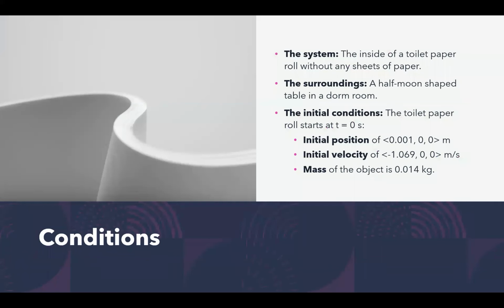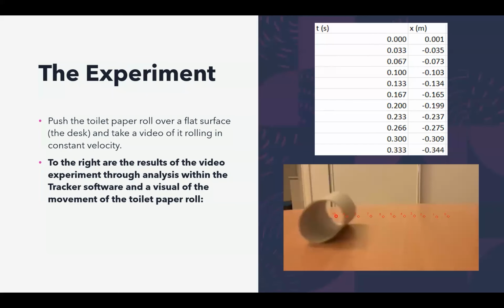Before beginning the experiment, it is important to note the initial conditions that were present. The system used is the inside of a toilet paper roll without any sheets of paper. The surroundings that interacted with the system is a half-moon-shaped table in a dorm room. Lastly, at t equals 0, the initial position of the toilet paper was 0.00100 meters. The initial velocity was negative 1.06900 meters per second, and the mass of the toilet paper roll is approximately 0.014 kilograms.